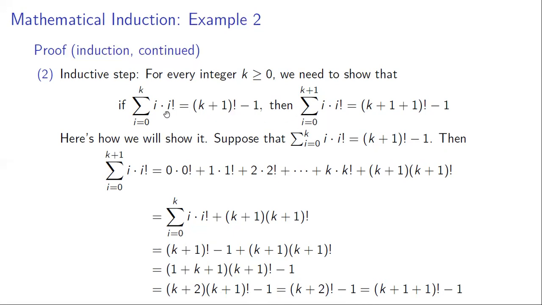We were trying to prove that if the sum from i equals 0 through k is this, then this, right? So what did we do? We supposed that the sum from i equals 0 through k is this. And what we got is that the sum from i equals 0 through k+1 of i times i factorial is actually equal to this. In other words, it's actually equal to this. So we completed the inductive step, and therefore we completed the proof.